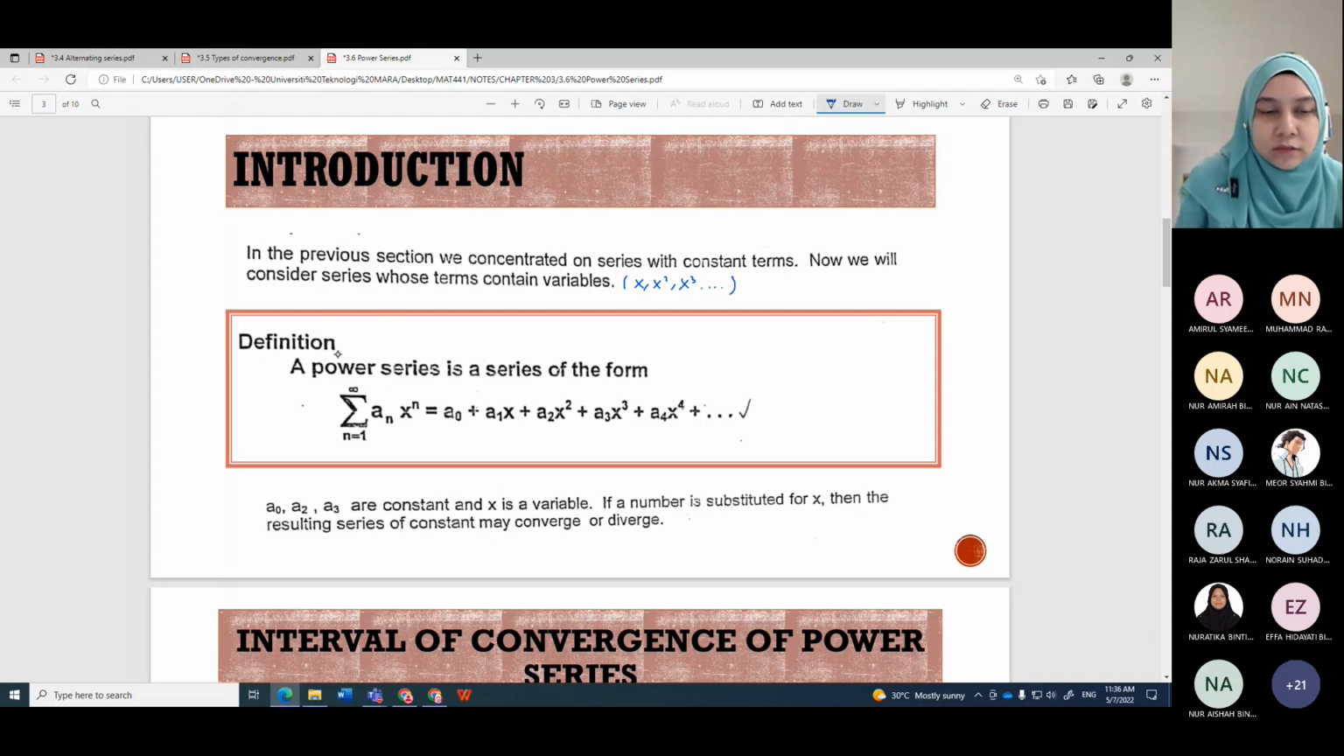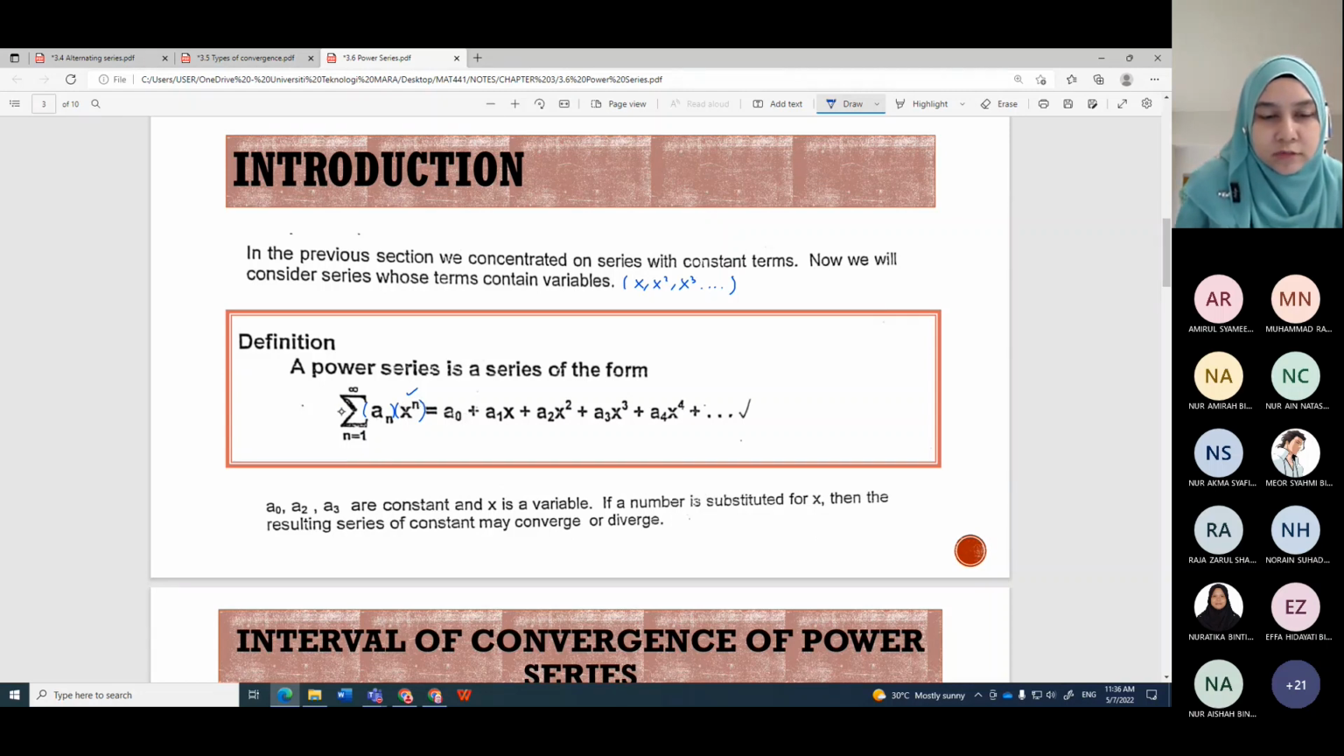So this is the general formula of a power series. A power series is a series of the form the series of a sub n times x to the power of n, when n is equal to 1 until infinity. So kat sini kita ada dua function lah, a sub n and a sub n times x power of n. Power series sebab ada x to power of n.